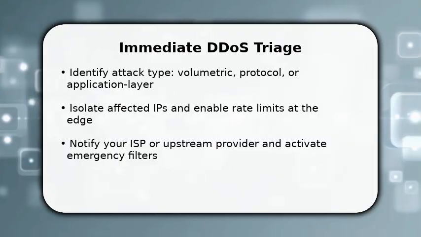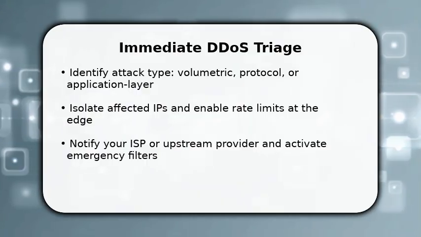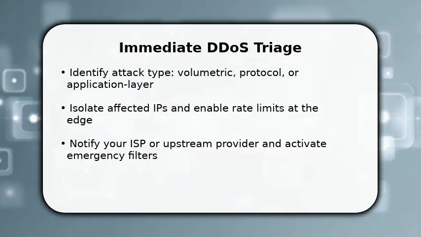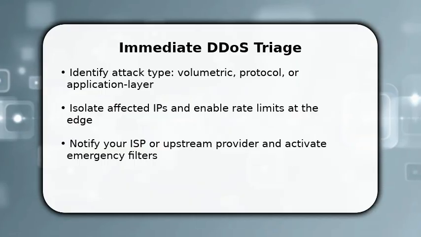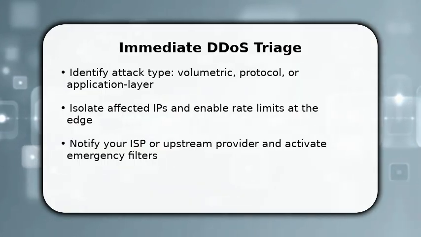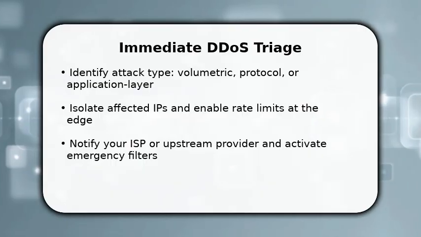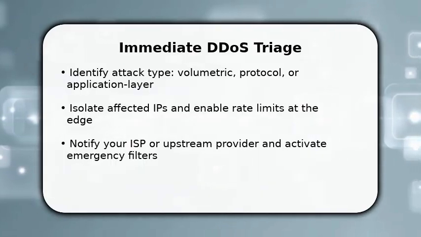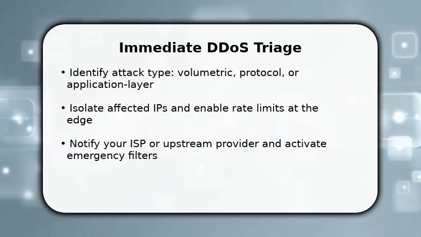You start by confirming an active DDoS and prioritizing containment. Once you detect abnormal traffic, isolate the affected IP ranges and apply strict rate limits at your edge routers. This reduces noise while preserving critical services.